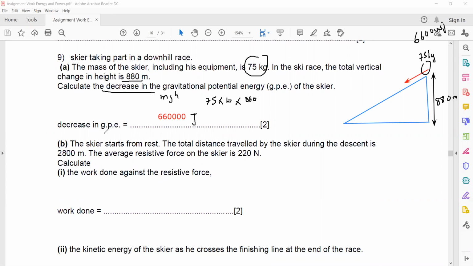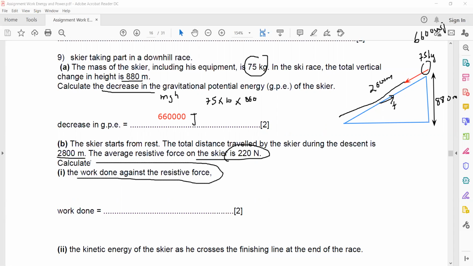But what happened? The skier starts from rest. The total distance traveled by the skier descending is 2800 meters. And a resistive force is there, a force which is opposing his motion, a force which tries to stop his motion. That force is 220 N. What is the work done against the frictional force?